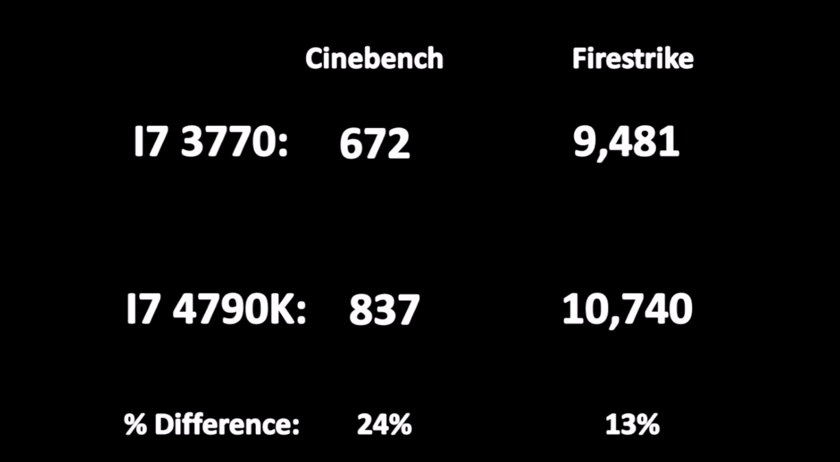Now for 24% and even 13%, the 4790K is definitely a better option. Of course, if they were both offered for the same price, you would go for the better CPU, which is the 4790K. But if there was, say, a $250 difference, which there almost is these days when you're buying these used, it might not be that worth it, depending on what kind of games, what kind of workloads you're actually going to be using the CPU for.